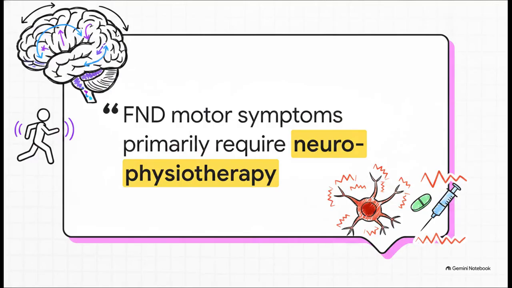I also really want to emphasize this pivotal clinical guideline. For any clinicians out there treating functional neurological disorder, you must understand that the motor symptoms, the tremors, the hijacking of the SMA, primarily require specialized neurophysiotherapy to retrain the brain's motor pathways. We are using these potent medications strictly to target the comorbid sensory pain and silence the ectopic firing, not to magically cure the tremor itself.